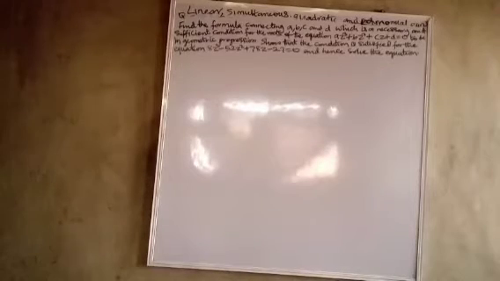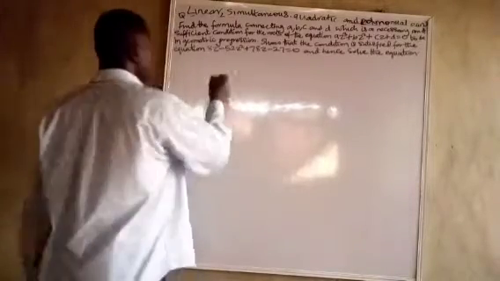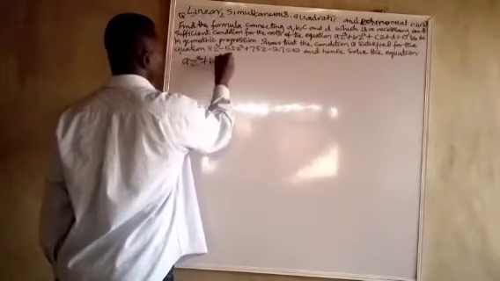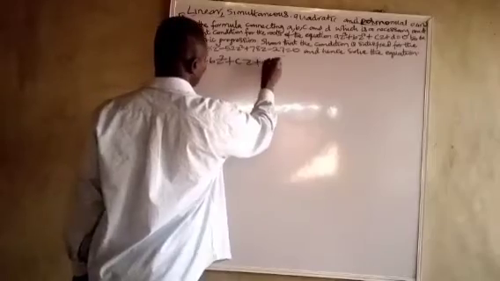Find the formula connecting a, b, c, and d, which is a necessary and sufficient condition for the roots of the equation az cubed plus bz squared plus cz plus d equals 0 to be in geometric progression. Show that the condition is satisfied for the equation 8z cubed minus 52z squared plus 78z minus 27 equals 0, and hence solve the equation. So we are asked to find the relationship between a, b, c, and d in this equation, az cubed plus bz squared plus cz plus d equals 0.